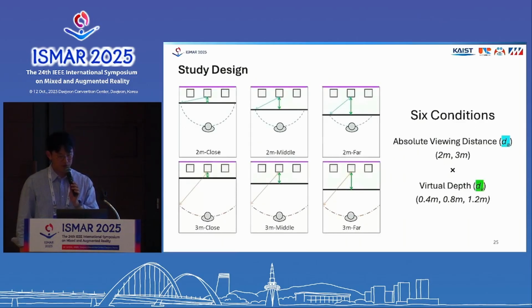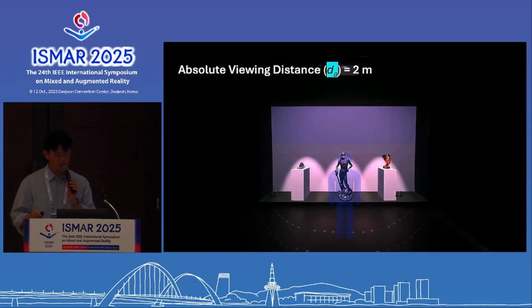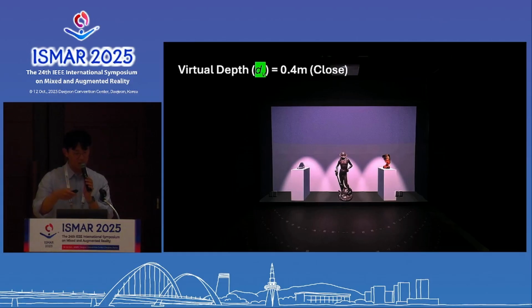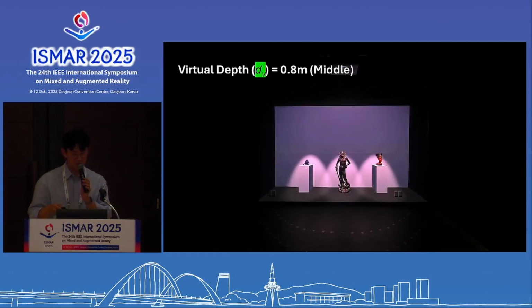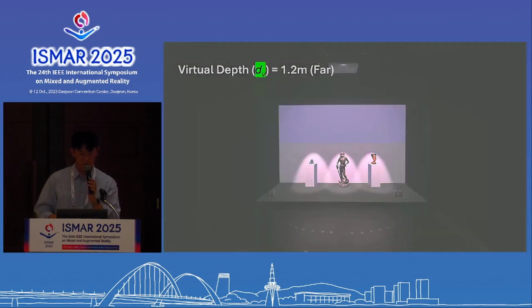For designing the study, there are 6 conditions from the absolute viewing distance and virtual depth. The absolute viewing distance means if you're 2 meters, you're 2 meters away from the object. If it's 3, it's like this. The virtual depth means the content was induced to provide depth, for the close one it was 0.4, then the middle, and far. So we have these 3 virtual depths, and a total of 6 conditions by combining these 2 independent variables.